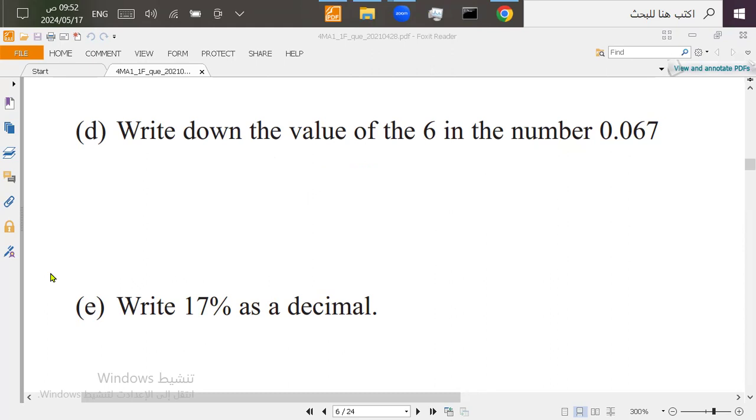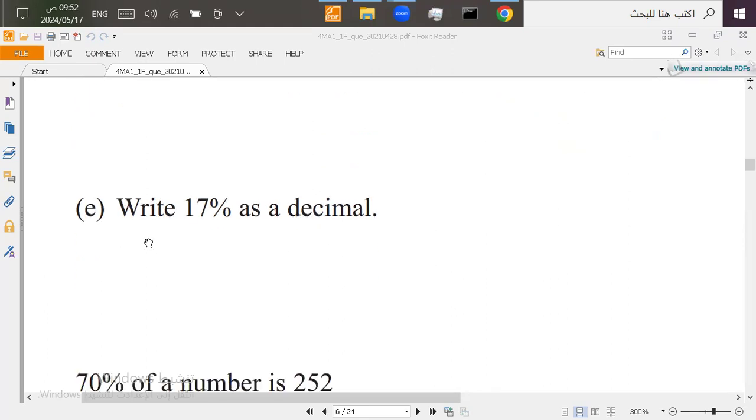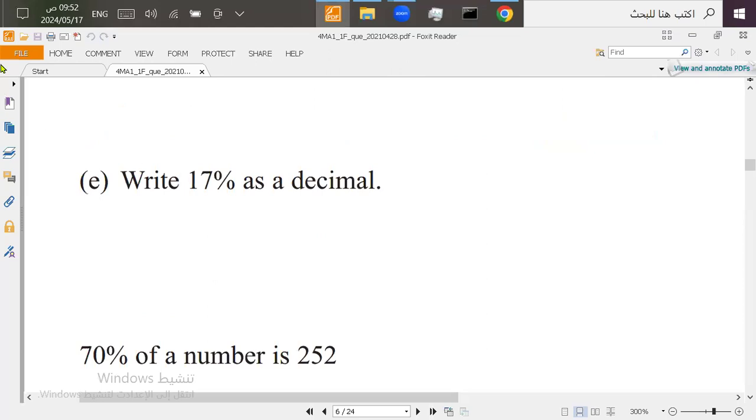Next question. Question C. Write this as a decimal. Same idea. 17% means 17 over 100. So it's going to be 17 over 100. And because they need it in a decimal, it means you have to turn this into a decimal. You can use a calculator, and the answer will be like this, 0.17. Now, let's move on to the next question.